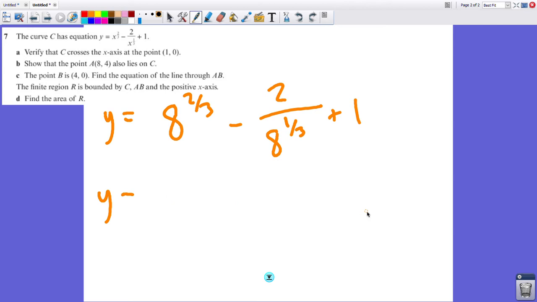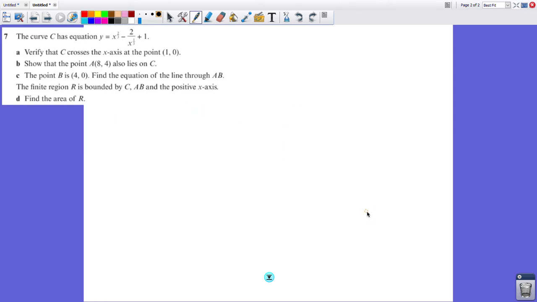The point 4, 0 is B. Find the equation of the line AB. So let's remind ourselves, A is the point 8, 4 and B is the point 4, 0. If I'm finding the equation of a line, I need the gradient and the y-intercept.